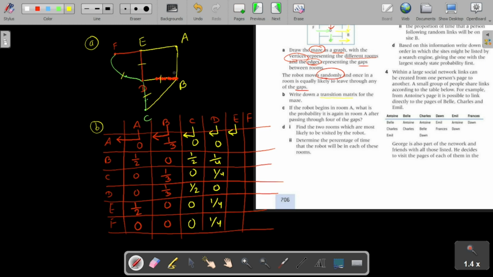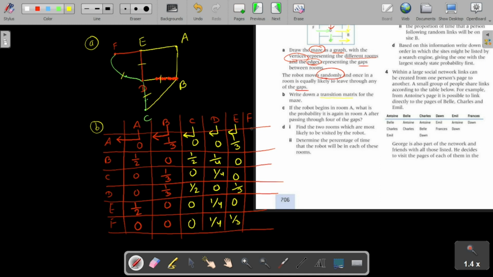See, E has total 3 edges, so each will have probability 1 by 3. So E to A, 1 by 3. E to B, no. E to C, no. E to D, yes, 1 by 3. E to E, no. E to F, yes, 1 by 3, right?